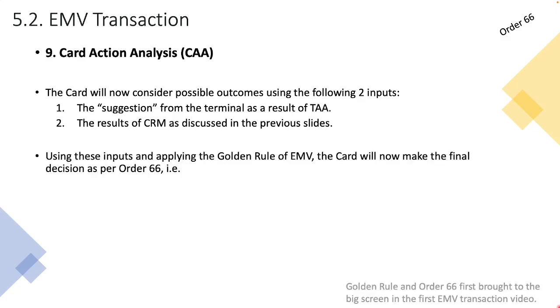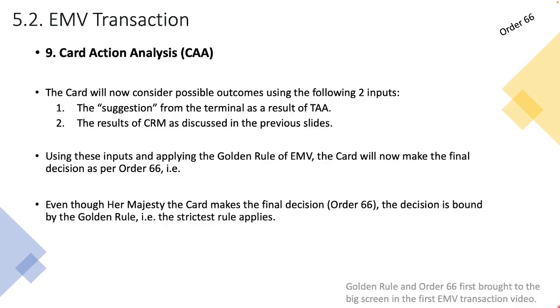So using these inputs and applying the golden rule of EMV, the strictest rule always applies, the card will now make the final decision as per Order 66. What this means is that the card is responsible for the final decision here. Even though the card makes that final decision, just always remember the golden rule applies. The card is bound to obey the golden rule, which is always apply the strictest rule.